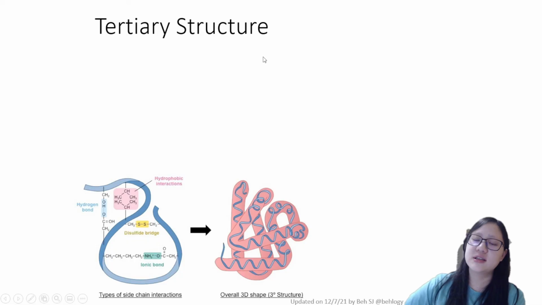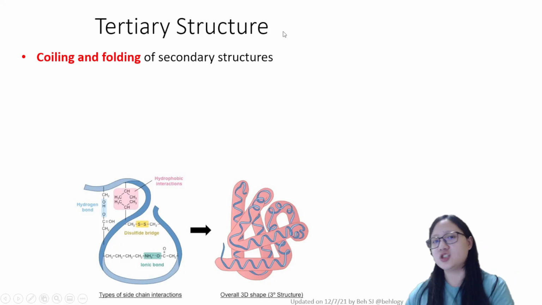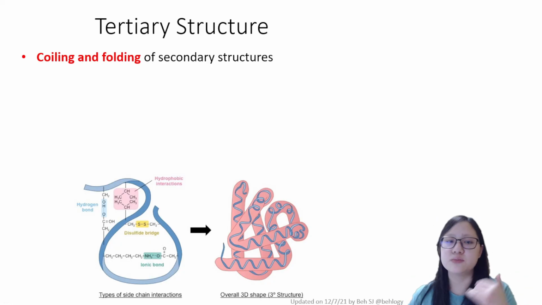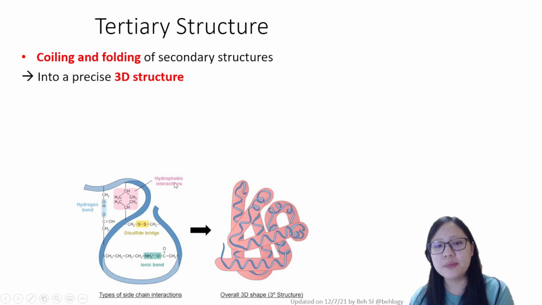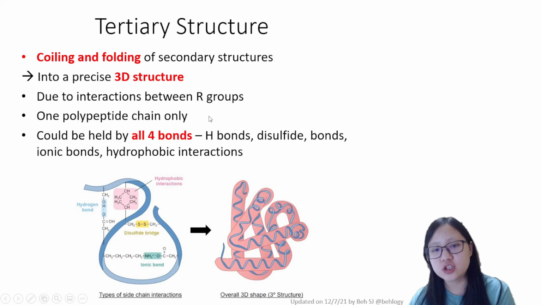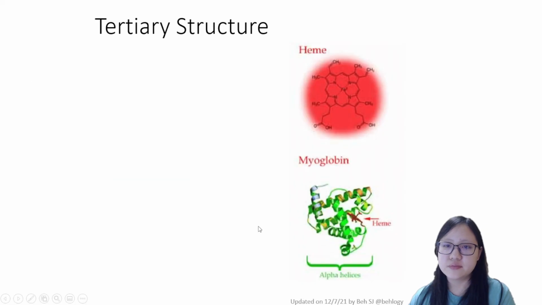So yeah, that is secondary structure. Tertiary structure. Now this is both coiling and folding. Just now it was coiling or folding. This is both coiling and folding in the same polypeptide chain. And this is coiling into a precise 3D structure. And as we said just now, it's due to interaction between R groups, and all 4 bonds are involved here, and it would form like a nice little thing here.